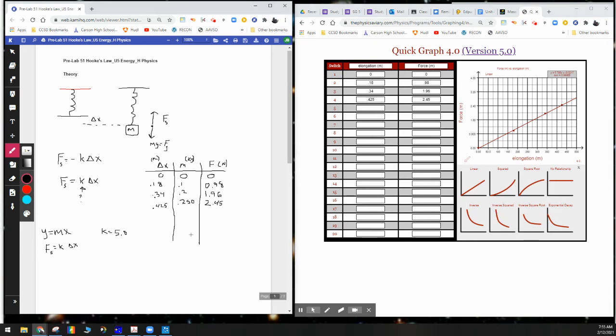Now according to our graph, force should be in newtons here. So it looks like Nm. So the units of the spring constant will be newtons per meter. Okay, newtons per meter is the K value.